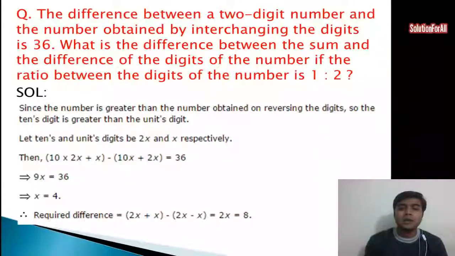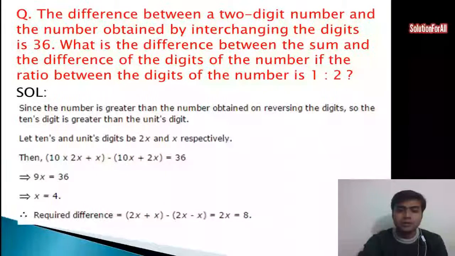Now, as per the question, the difference between a two-digit number and the number obtained by interchanging the digits is 36. So the first number, with 2x at the tens place, will be 10 multiplied by 2x plus x, it is usually multiplied by 1 but we don't need to write that, minus, now we are interchanging the digits, that means 10 multiplied by x plus 2x multiplied by 1. We don't need to write multiplied by 1, the value is the same.